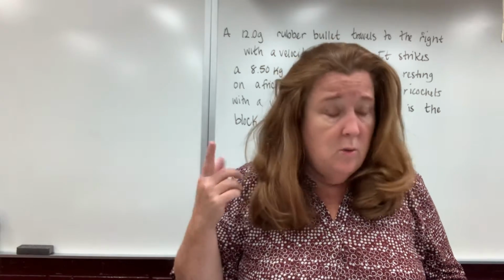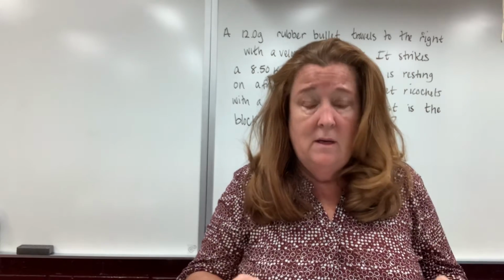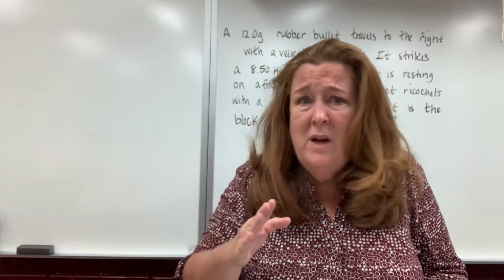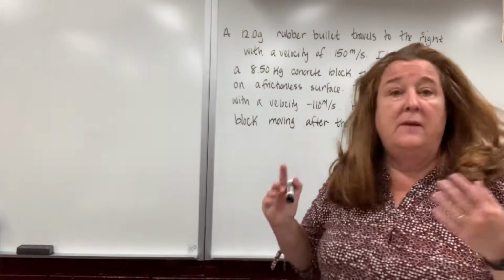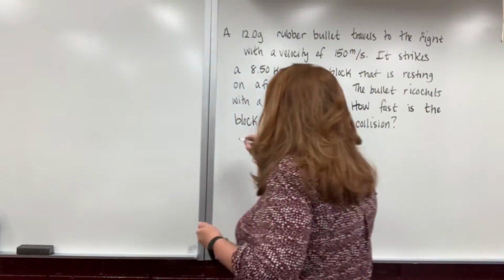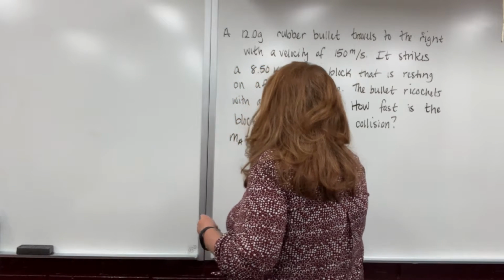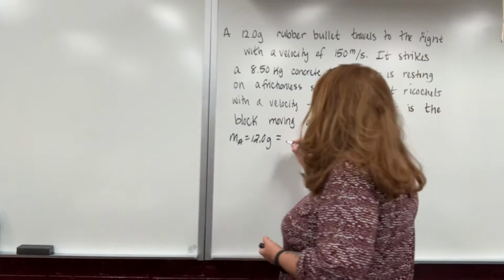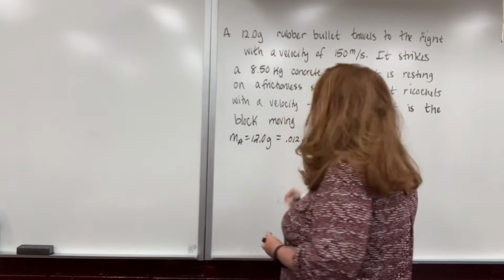So this problem's on the board, we need to look at it, and the key to success on these problems is the labeling. You're going to have two objects. I call them A and B. You can call them 1 and 2 or X and Y, whatever you want to do, but I'm calling them A and B. If you read this problem, you have a rubber bullet. I'm calling that A. The mass of the rubber bullet is 12 grams. Right away, that's problematic because we need to have these things in kilograms. So divide by 1,000 and you've got your kilograms.